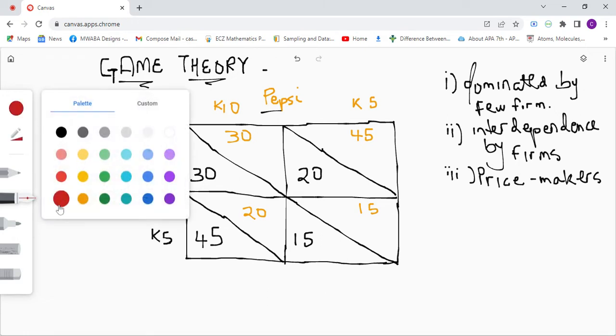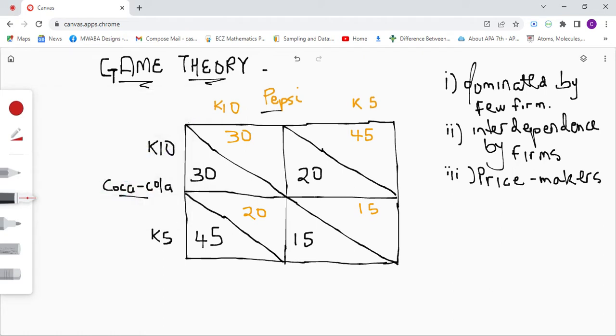So we're going to look at each part of this table. This section here, which I'm putting in red, represents that Coca-Cola is charging 10 kwacha and Pepsi is charging 10 kwacha, in this red part which I've circled around. Coca-Cola is selling at 10 kwacha, Pepsi is also selling at 10 kwacha. So they expect their total revenue will be 30 million for Coca-Cola, 30 million for Pepsi. These two are dominating the market.